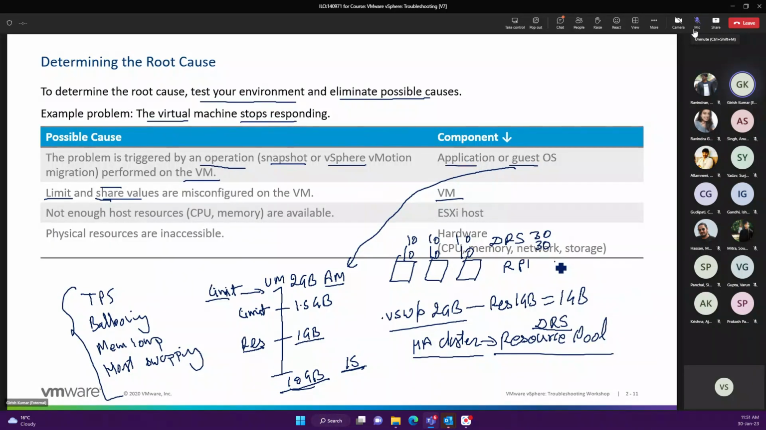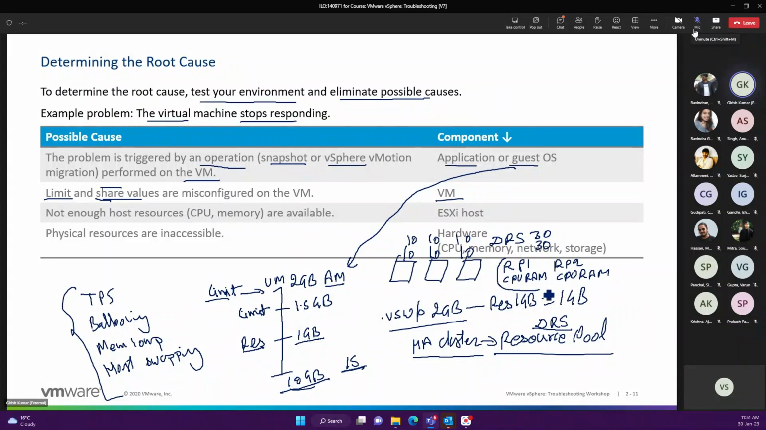Resource pool 2, and we can allocate CPU and RAM. Always recommended for your critical workload, always create a resource pool. And at the resource pool level, you can configure these three values: share, limit, reservation.